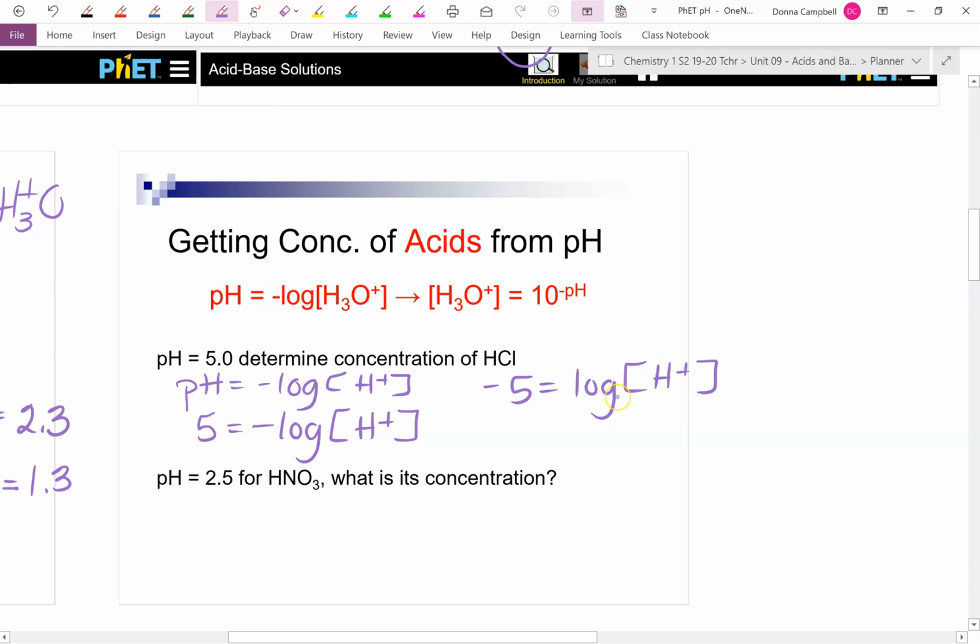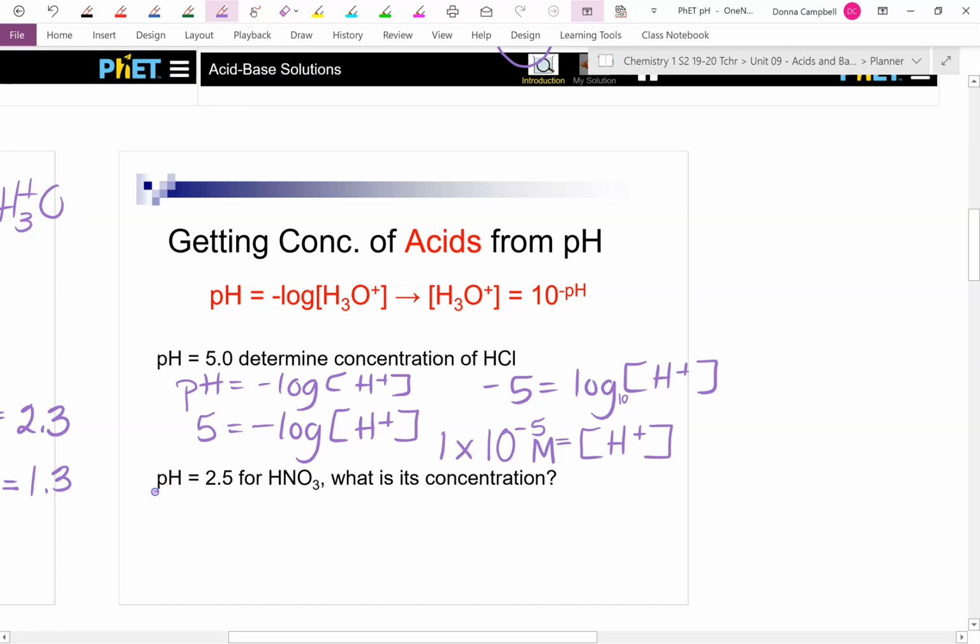And now remember, this is log base 10. So remember the sentence: log means the power to which 10 must be raised to get the H plus or H3O plus concentration is negative 5. Or you take the anti-log of both sides. Depends on how your teacher taught you. So 10 to the negative 5 is equal to your H plus concentration. And go ahead and put a 1 times 10 to the negative 5 and put a molar behind it.